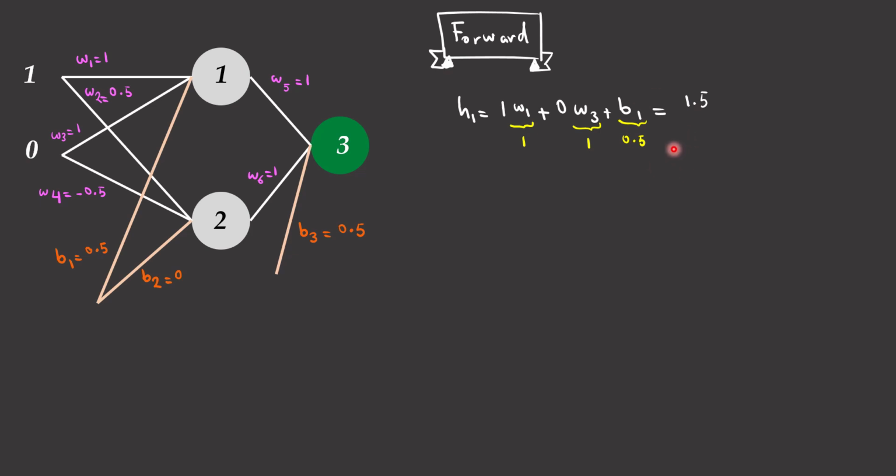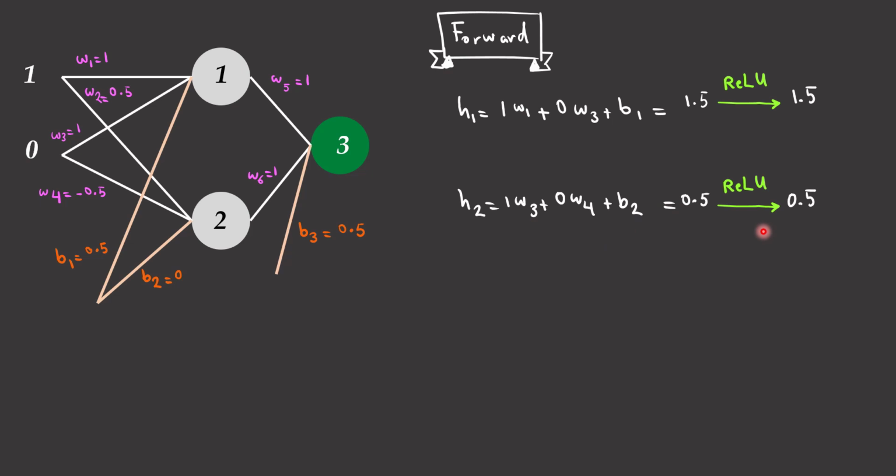And after that, we need to apply the activation function. Suppose that for all the neurons in this hidden layer, we choose the ReLU activation function. After applying ReLU, we get 1.5, because the ReLU activation function takes the input, and if the input is positive, it returns the value itself, but if it is negative or 0, it returns 0. Now let's do the same thing for neuron 2. The input of neuron 2 is 1 times W3 plus 0 times W4 plus bias 2. If you plug in these values, you will get 0.5. After applying the ReLU activation function, you will get 0.5. So that's it. And now let's calculate the output of neuron 3.